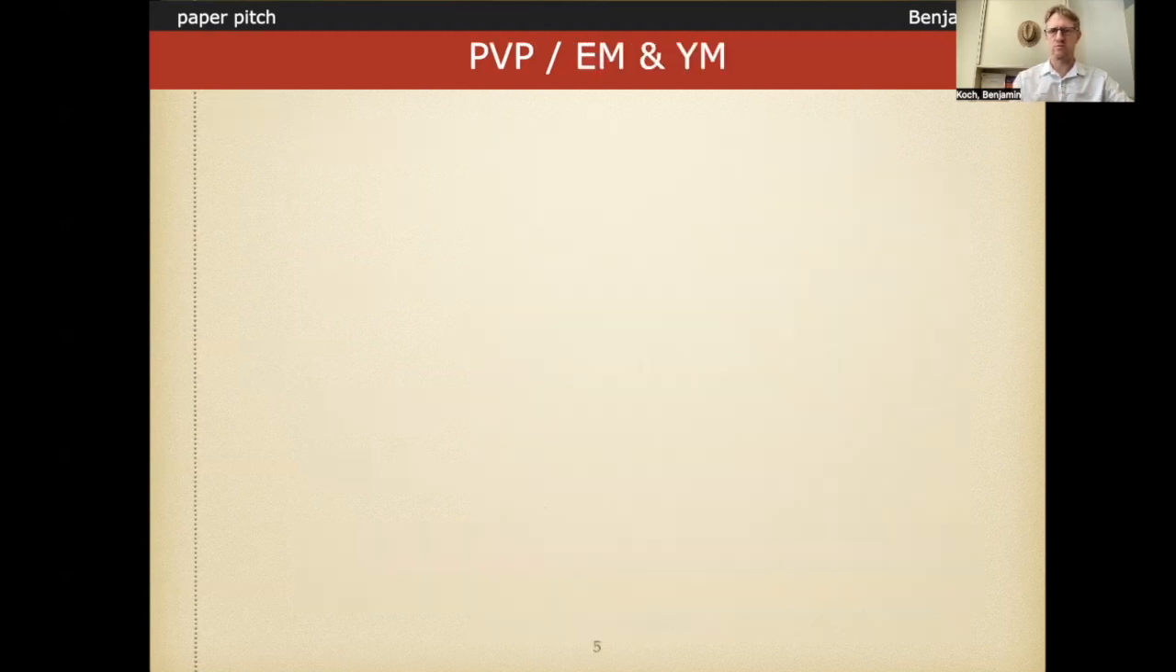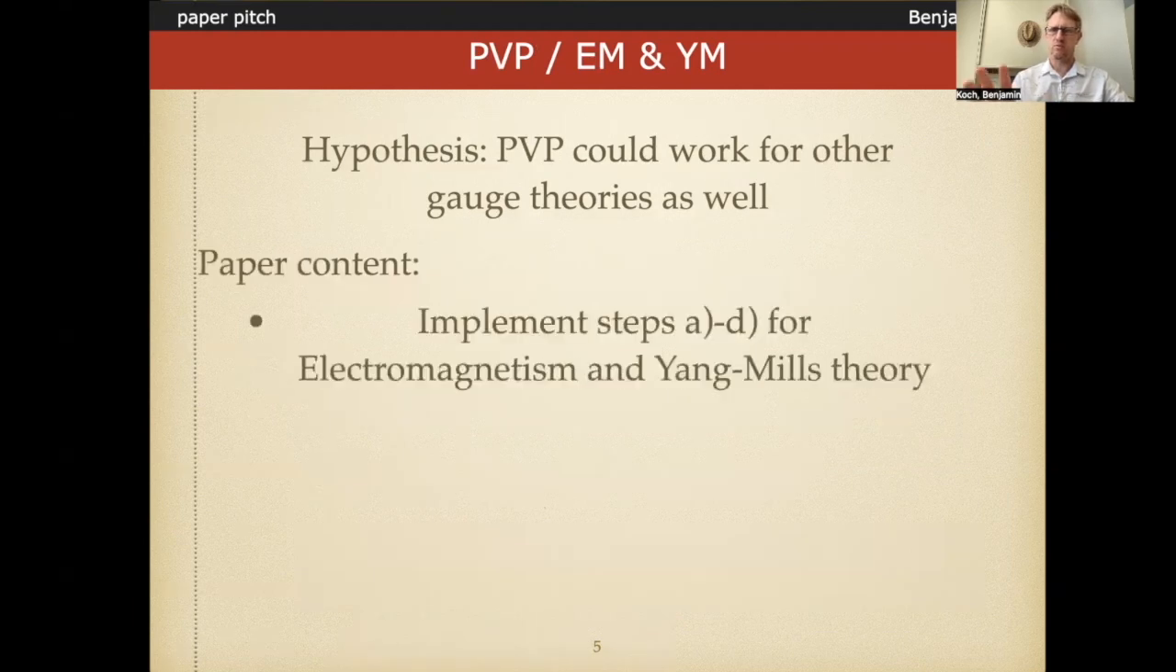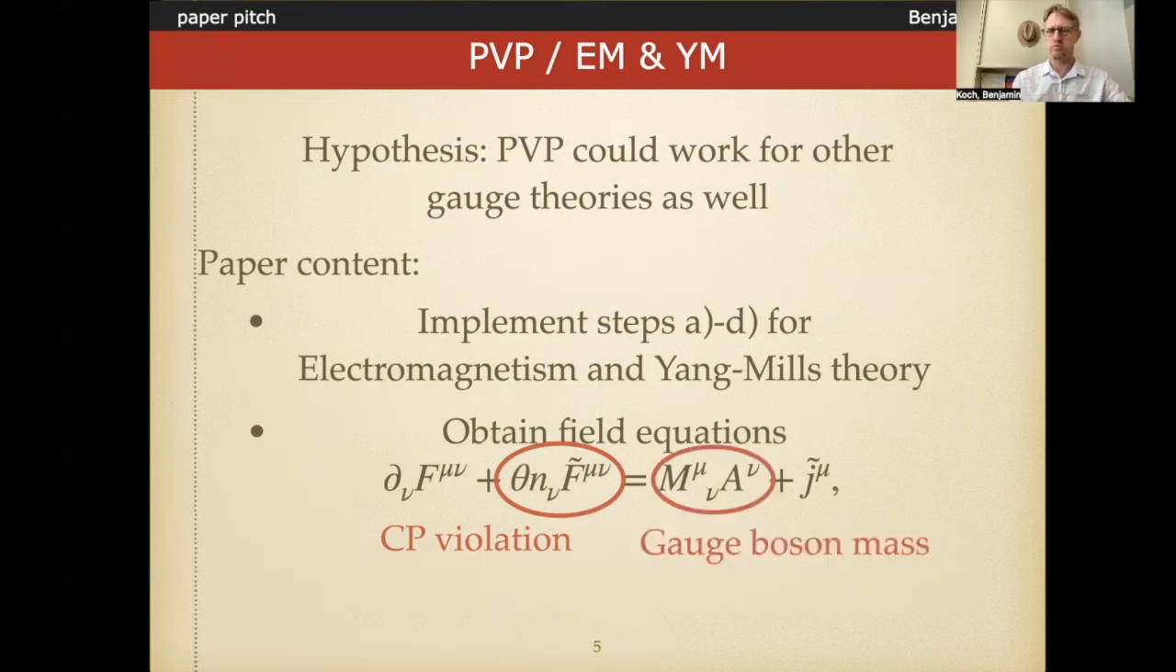Now, as the content of my paper, the hypothesis is that this variational principle is not just a peculiarity of gravity, but should also work for other, much simpler gauge theories as well. The content of the paper is that I take these steps A to D and apply them in slightly modified form to electromagnetism and Yang-Mills theory. And the outcome will then be field equations which are very similar, if not identical, to the theories we know. But one obtains integration constants which allow for CP violations and gauge boson masses.